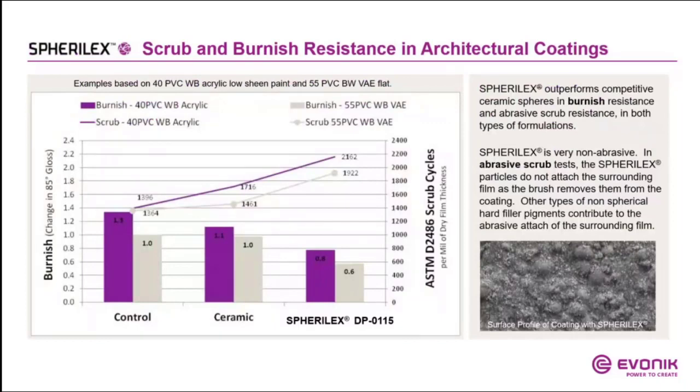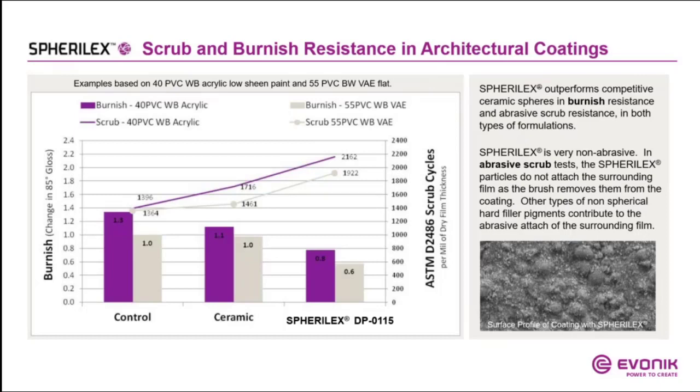The coating properties are really improved by using SPHERILEX. What you see here in the graph is, on one hand, the burnish resistance, and on the other hand, the wet scrub resistance of an interior wall paint. We tested here two different paints. One, the deep purple bars, express a waterborne acrylic paint with a pigment volume concentration of 40%. The gray bars express a waterborne emulsion paint with a pigment volume concentration of 55% based on a VAE emulsion.